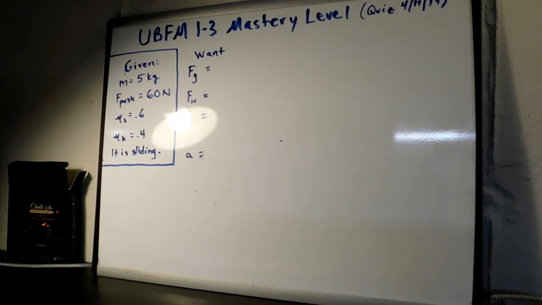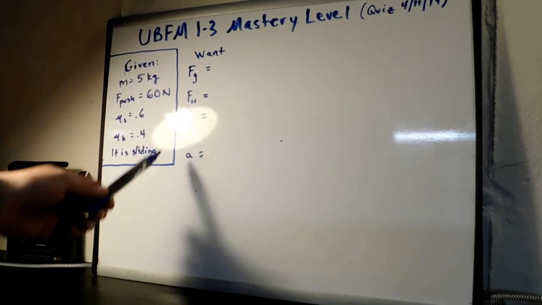This is a video about UBFM 1, 2, and 3, the mastery level problems. This is also from quiz 41119. The problem reads: a stationary 5 kilogram box is pushed against by a rightward force of 60 newtons while on a rough concrete surface where the coefficient of static friction, abbreviated μs, equals 0.6, and the coefficient of kinetic friction, abbreviated μk, equals 0.4, so that it begins to slide. I've summarized the information in this given box.